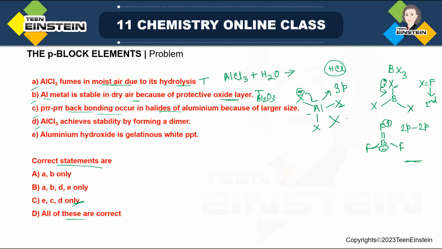But when you change the halogen from F to Cl, you have to now use 3p. Then for bromine, you have to use 4p. So gradually the size is increasing. So pi back bonding is not possible. Basically in aluminium halides, pi back bonding is not there. It is only for boron. Fine. So p pi back bonding occurs because of large size. This is completely incorrect. It's false.